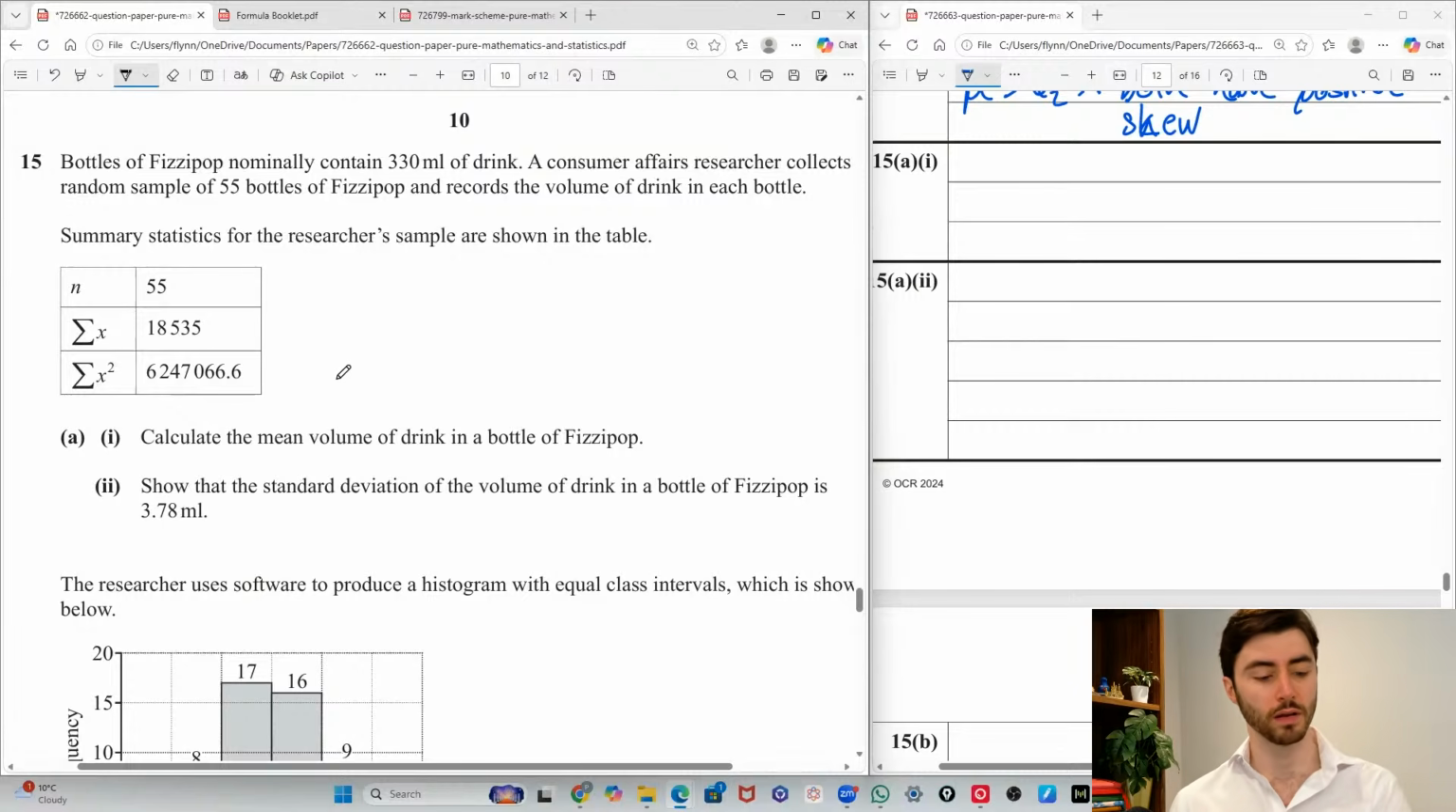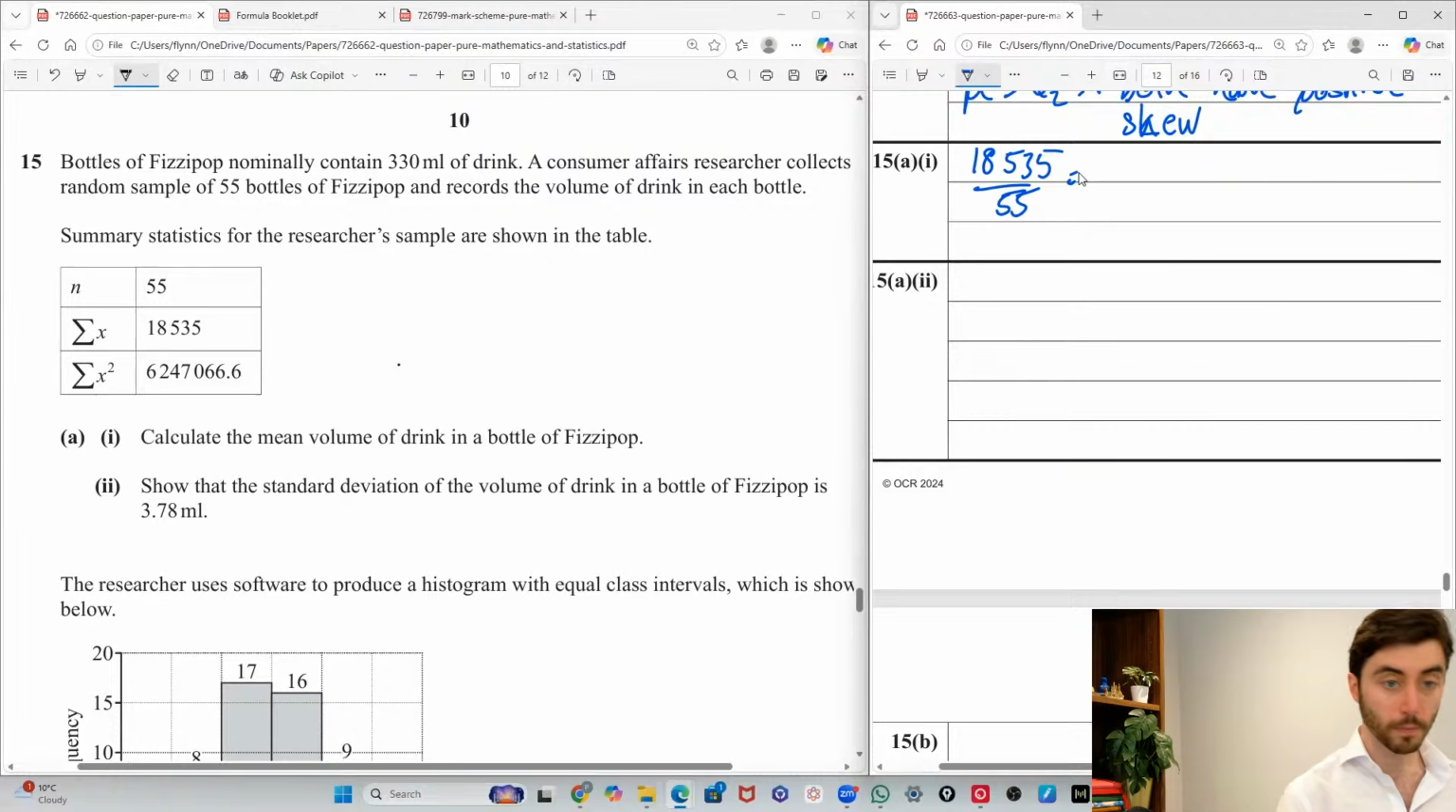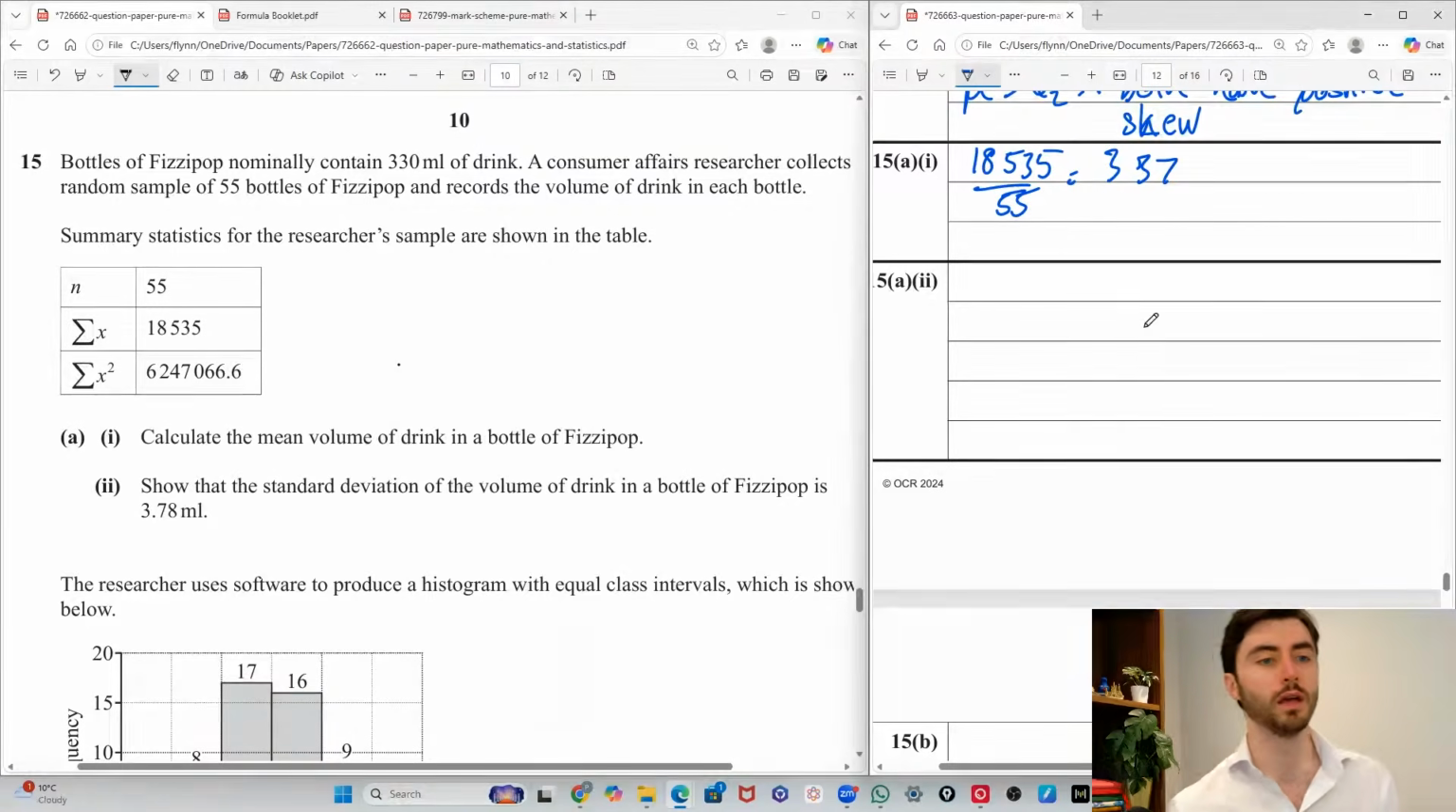So 15a. Calculate the mean. Well, that's nice and easy. That's going to be 18,535 all over 55, which is 337. Show that the standard deviation is that.